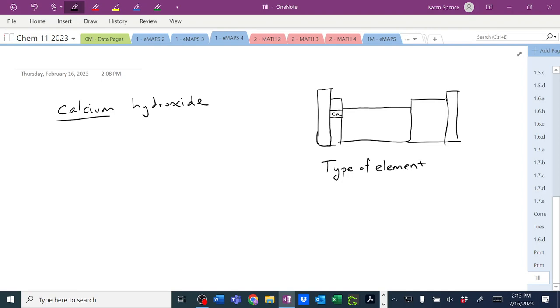Okay, so the type of element we are looking at is a, what's one category we could put it in? It is a metal. And in fact, today, there are all sorts of other categories as well. Like you could say, is it an alkali metal? Is it an alkaline earth metal? But for today, the only thing we're concerned about is that calcium is a metal.